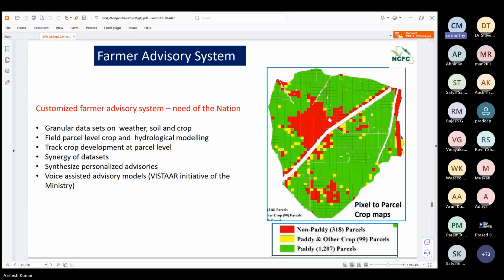Farmer advisory: farmer-centric geospatial solutions are not yet developed. It is still work in progress, and the benefits of geospatial technology have not reached the farmers. For that, we require a lot of granular data, such as parcel level crop information and parcel level weather information. I think a lot of people are working on this, on farmer advisory systems using various geospatial data and other data sets.